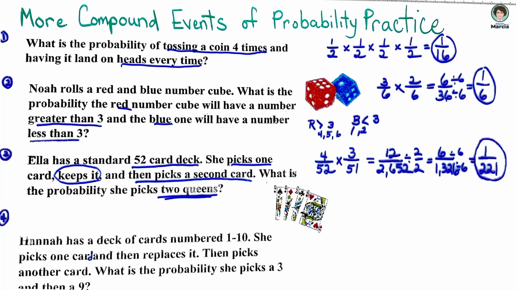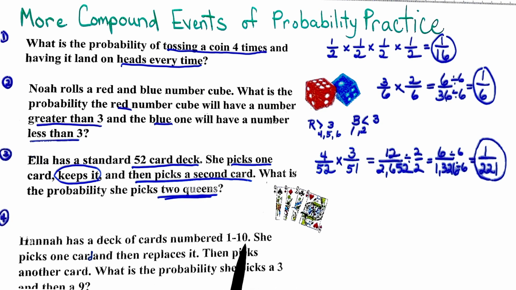Not very likely, right? So now let's look at number 4. Well, we have Hannah here, and Hannah has a deck of cards, but this time they're numbered 1 to 10. She picks one card and then replaces it. And then she picks another card. What is the probability she picks a 3 and then a 9?